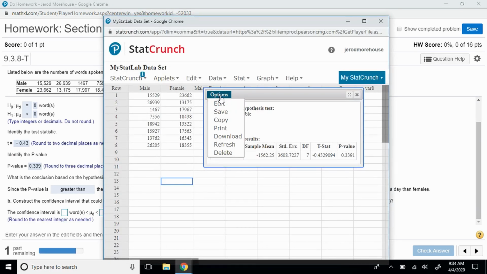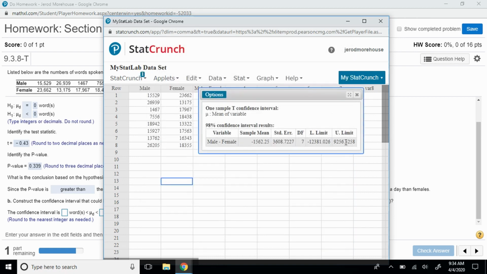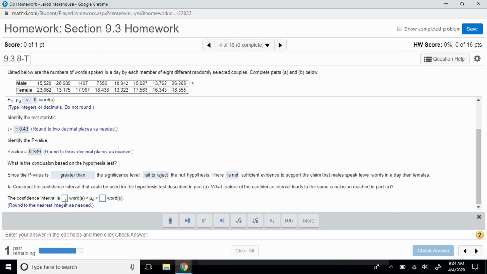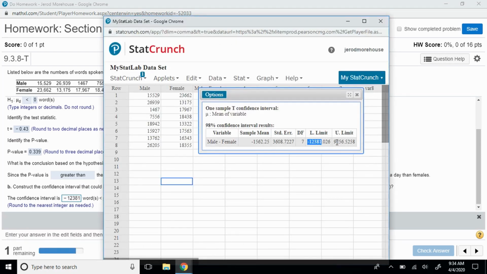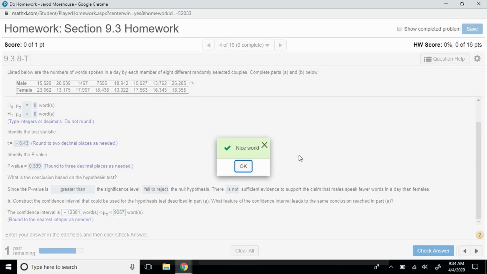So let's go back to our options. Let's edit this and change this over to a 98% confidence interval. We're going to hit Compute, and we get our limits here. I'm going to copy this. It wants it to the nearest integer, so I'm going to copy this and paste it in there because it's kind of a long number. I can't remember that many numbers. Let's copy this one as well. This one we're going to have to round up to 9257. Check our answer there. It likes it. Nice job.